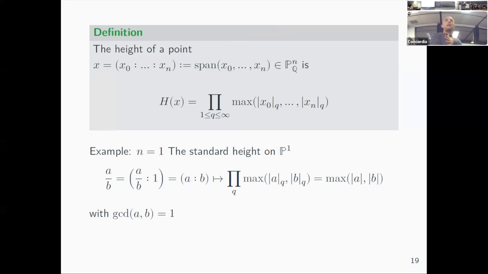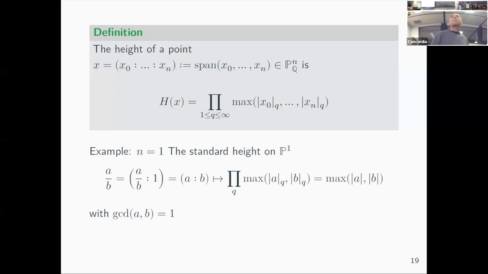And that's the sense in which the height gives you the degree of complexity of the number, right? For the number a over b, its height is just how large is the numerator or the denominator. Okay, so that's the height.